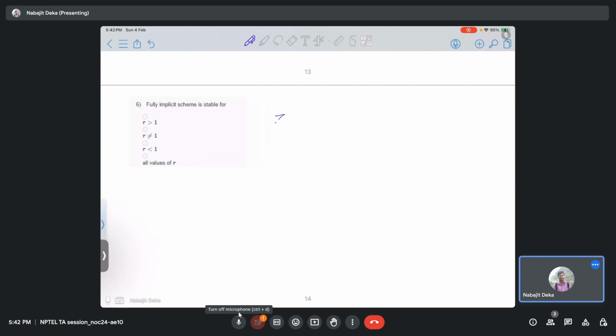So what we have in the implicit scheme: minus r u i minus 1 comma j plus 1, plus 1 plus 2r u i j plus 1, minus r u i plus 1 comma j plus 1. So this is the implicit scheme.